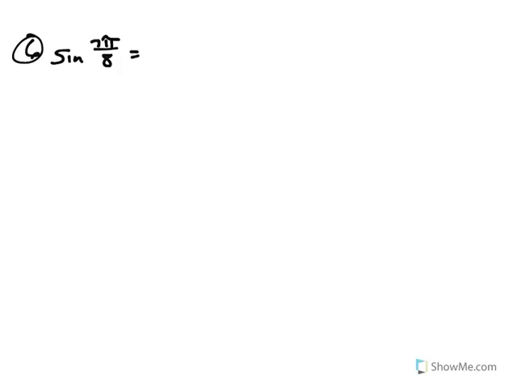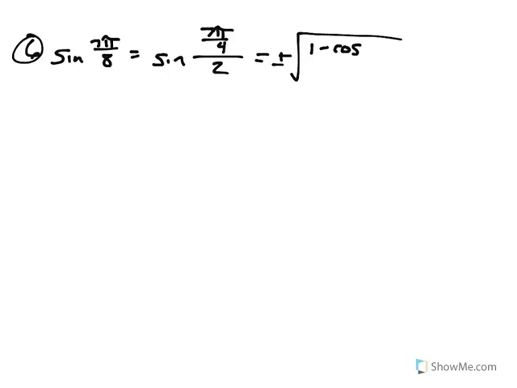Number 6, we're supposed to use a half angle identity to solve this. So sine of 7 pi over 8. You take the angle you're given and double it. 7 pi over 8 doubled is 7 pi over 4. Then divide that by 2. That's going to be equal to plus or minus the radical of 1 minus cosine of the angle you're cutting in half, which is 7 pi over 4, all over 2.